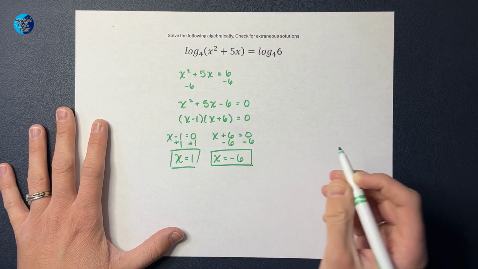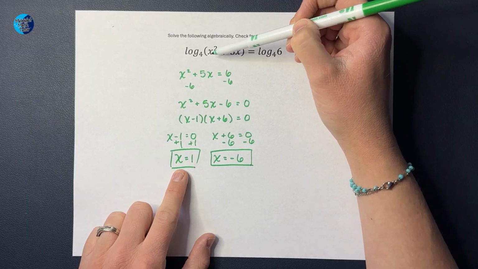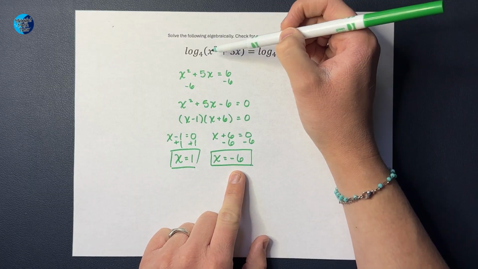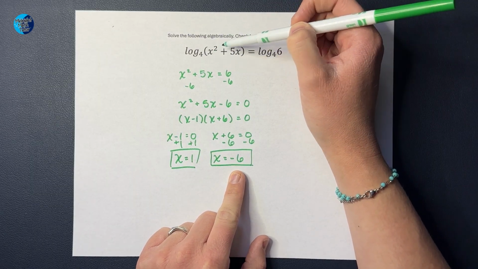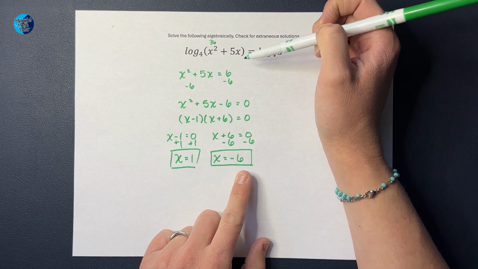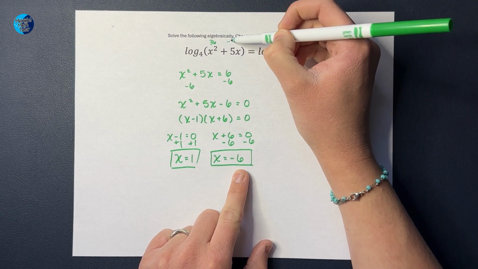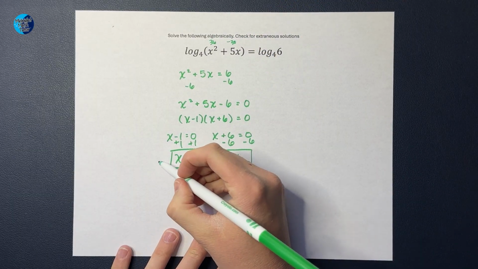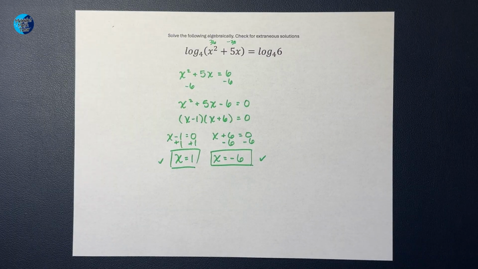All right, let's go ahead and check, make sure we're not extraneous. 1 times 1 is 1 plus 5 times 1 is 5. That'll be positive. Negative 6 times negative 6 is going to give me 36. And then 5 times negative 6 is going to give me negative 30. But 36 minus 30 is still positive. So both of these are good solutions.